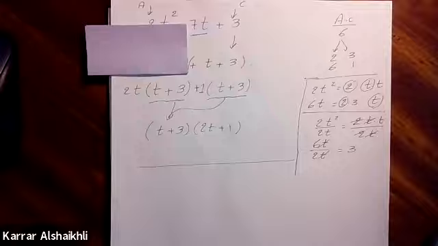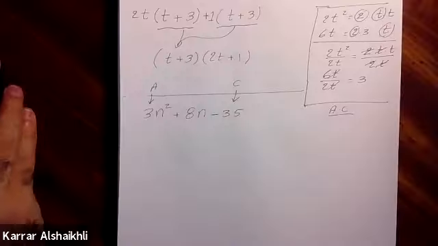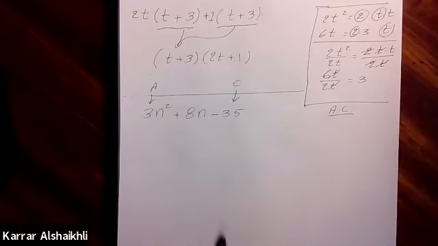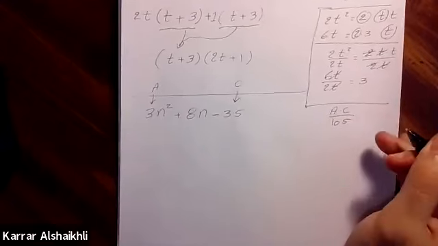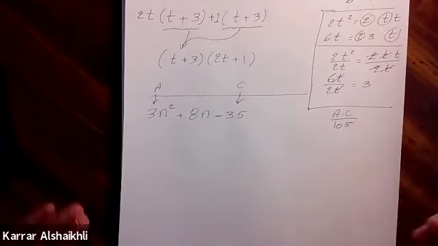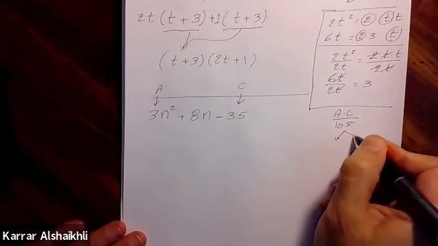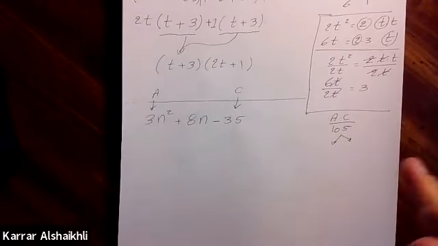Let's go to the question. 3 times 35 is going to be 105. Now, how are you going to find the numbers? Let me show you how to find the numbers.